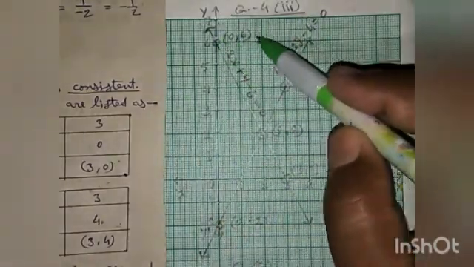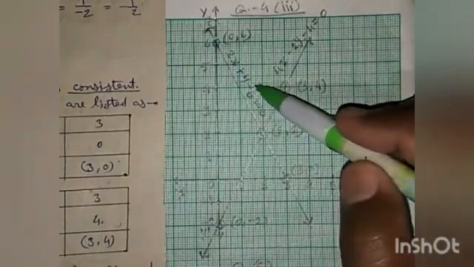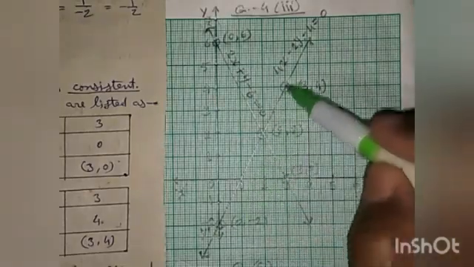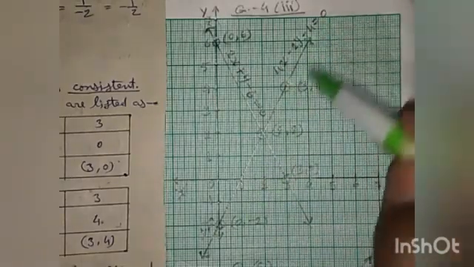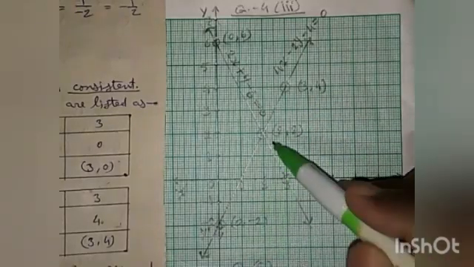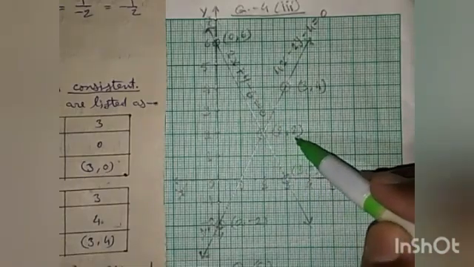The graphical solution of the third part is shown here. The points are (0, 6), (2, 2) and (3, 0) for the equation 2x plus y minus 6 equal to 0, and the points for the second equation 4x minus 2y minus 4 equal to 0 are (3, 4), (2, 2) and (0, minus 2). So here both lines intersect at the point (2, 2). So it is the solution.